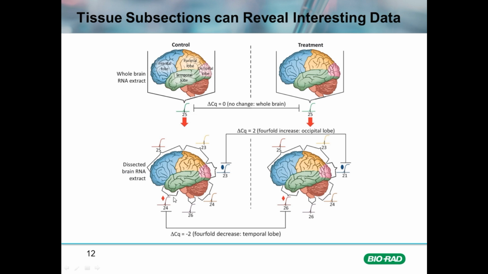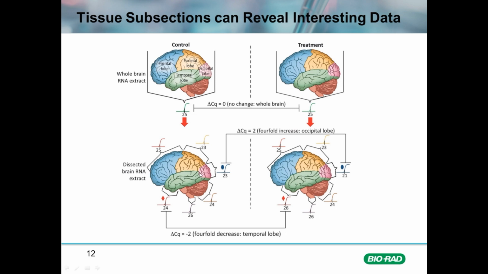For the temporal lobe, we also see a difference, 24 versus 26. So 24 minus 26 is negative 2, which would result in an approximate 4-fold decrease in gene expression for the temporal lobe. All the other components of the brain gave the same CQ values, which would essentially show no difference in expression for those components.